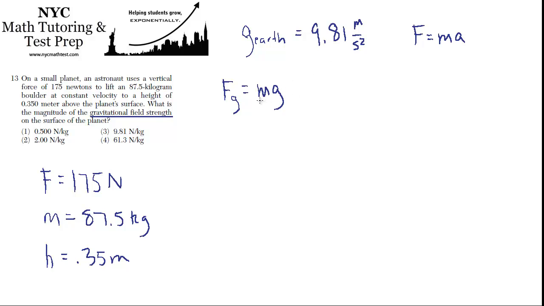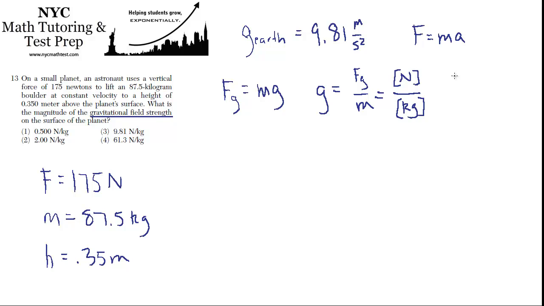So think about what that really means. You could divide both sides by m, and you could get g by itself, and you'd find out that g equals Fg over m. And what would the units of that be? Well, the units of a force are newtons, so I'll just put that in brackets. And the units of mass are kilograms. So the units would be newtons per kilogram.